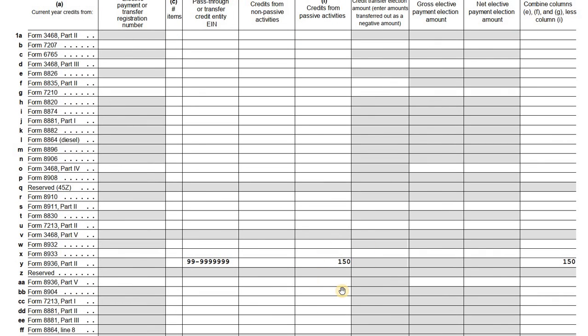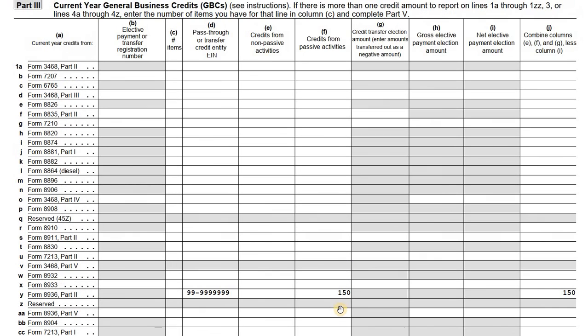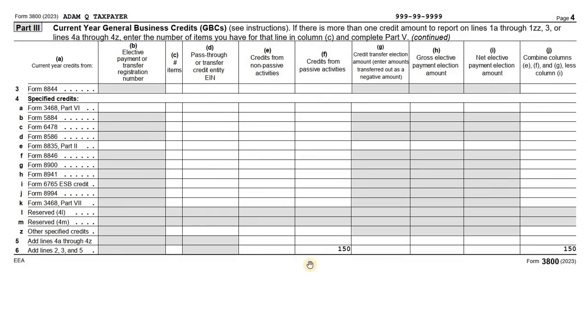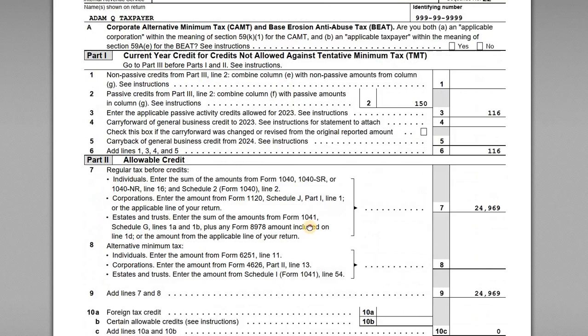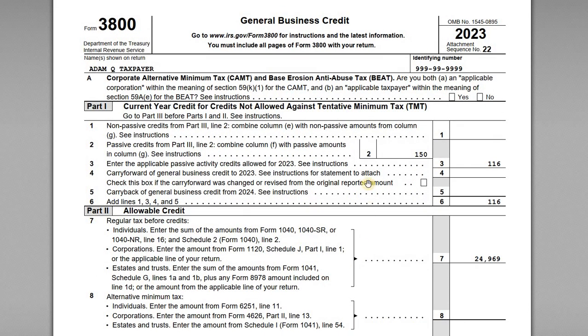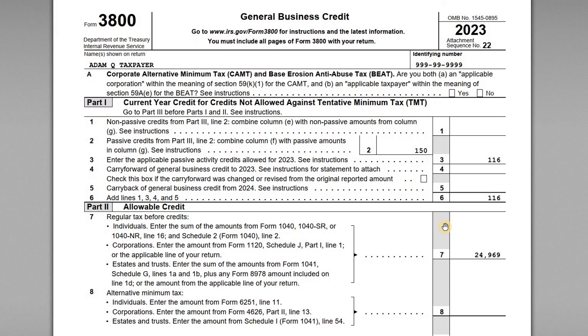So we've got the $150 in column F for a passive activity. And on the 3800, Adam doesn't have any other credits. So the only $150 amount that we have flows back up to page 1 of the 3800 on line 2. Right? So passive credits from Part 3 go on line 2. If we have any non-passive credits from Part 3, those will go in column box 1. Right? So we've got the $150 in credit.